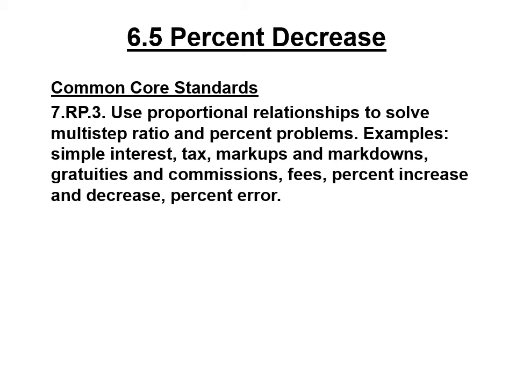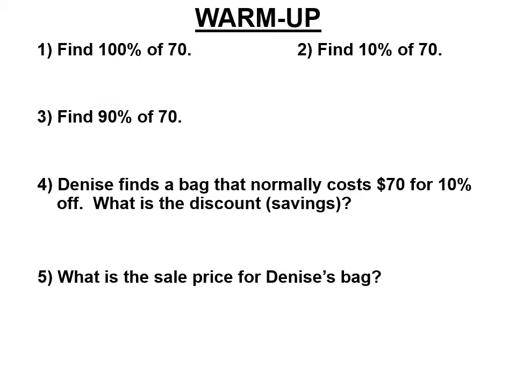Right, so now we're going to do percent decrease. Decrease means how much it goes down. All right, so let's practice. 100% of 70, 100% is the whole thing, $70. 10%, right? You just take away the zero or move the decimal point, it's $7. Again, if you want to write it all out, you can, but it's $7.